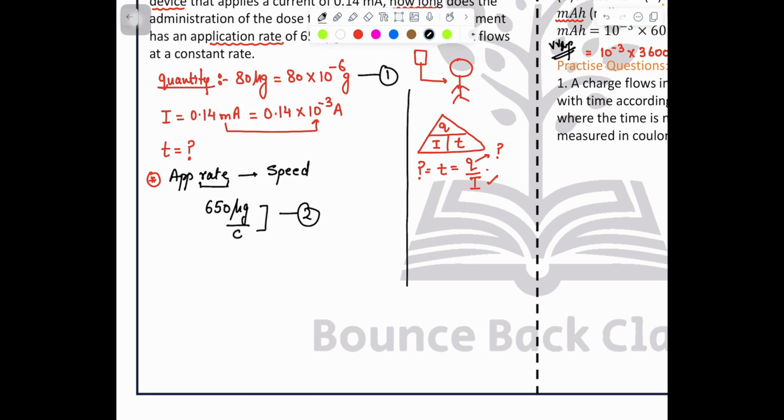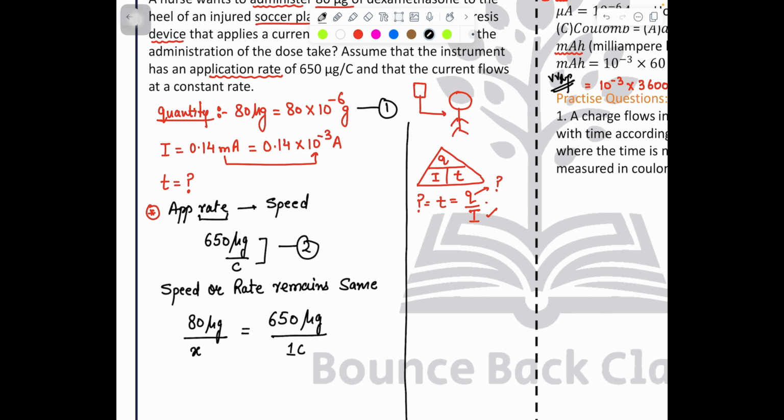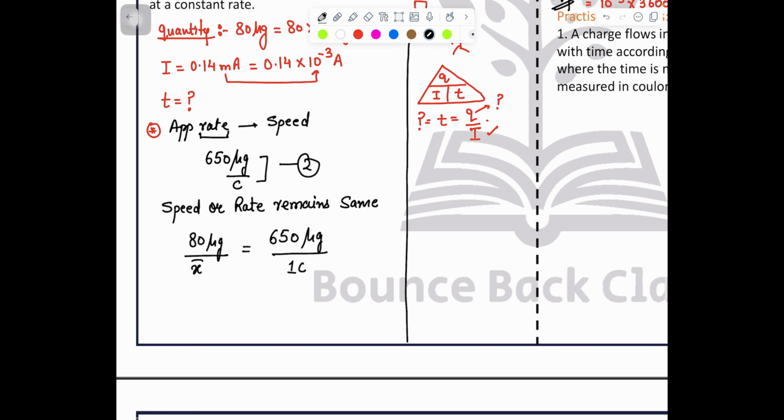Because if the medicine keeps on moving in the body of the player, then the speed or the rate remains same. Is it fine? So if it is same, then 80 microgram per unit x time of charge, you can understand, x time of charge, that should be equals to 650 microgram per unit 1 coulomb of charge. See, he said per unit charge. Per unit charge means 1 coulomb of charge. So we are looking for this x.